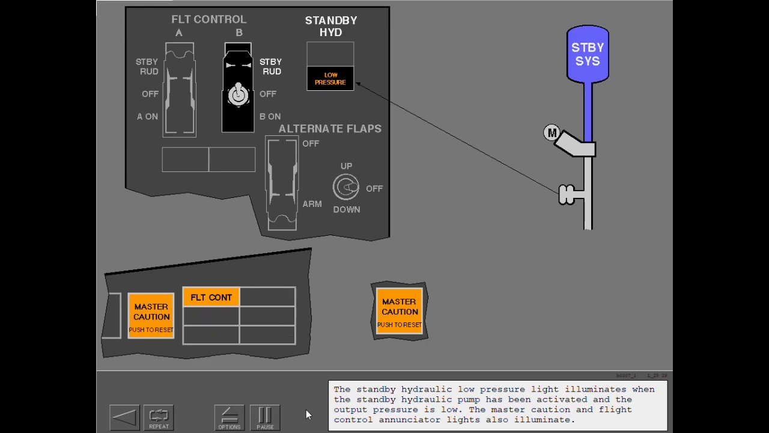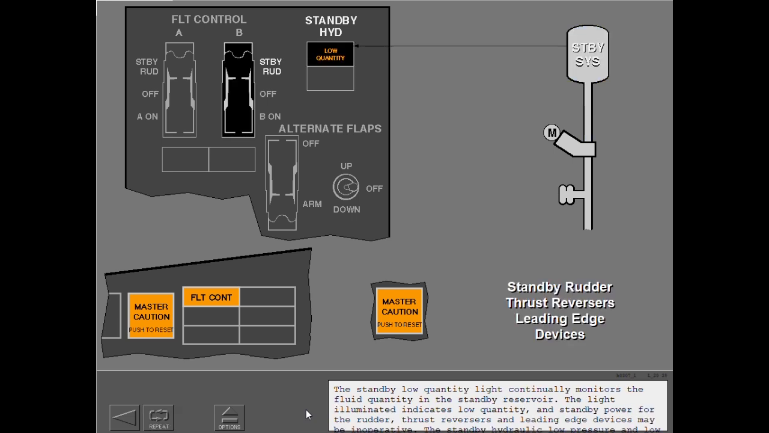The standby hydraulic low pressure light illuminates when the standby hydraulic pump has been activated and the output pressure is low. The master caution and flight control annunciator lights also illuminate. The standby low quantity light continually monitors the fluid quantity in the standby reservoir. The light illuminated indicates low quantity and standby power for the rudder, thrust reversers, and leading edge devices may be inoperative.